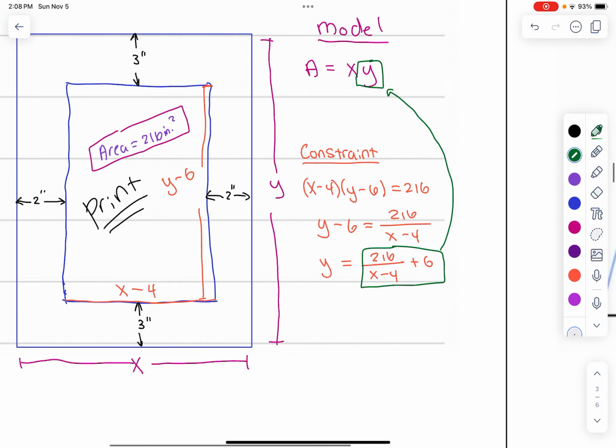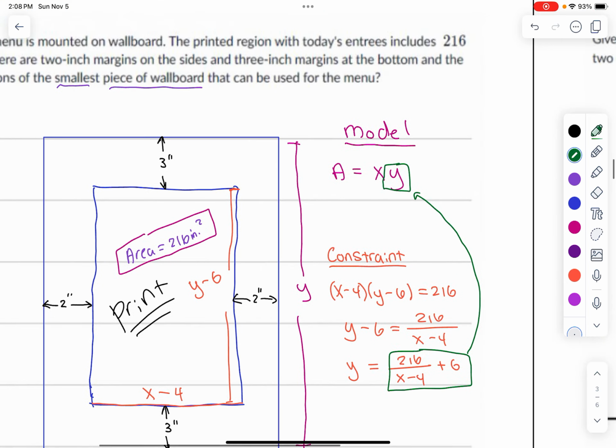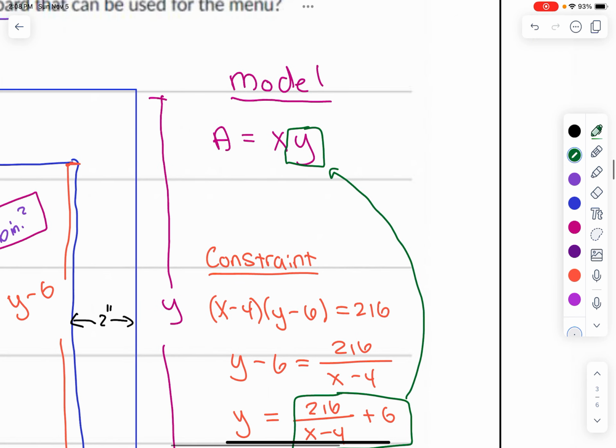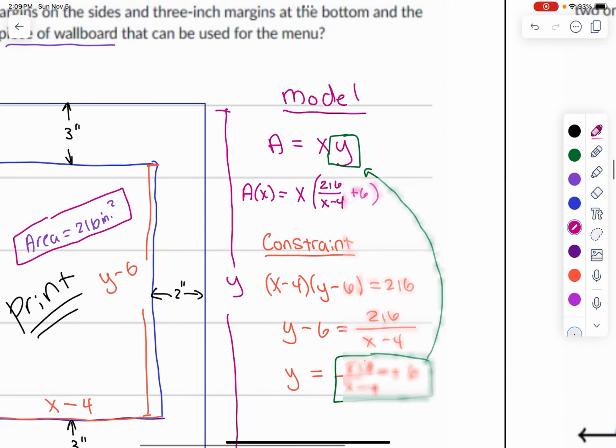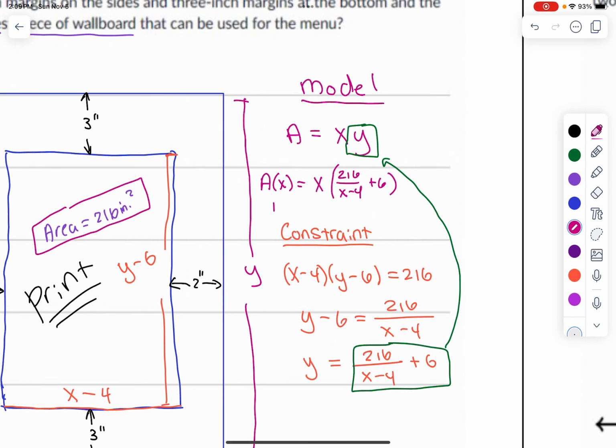I need more space, but I'll get my model going. So now I can say A of x is equal to x times 216 divided by x minus 4, plus 6. So there's my model. We might start thinking of a domain.